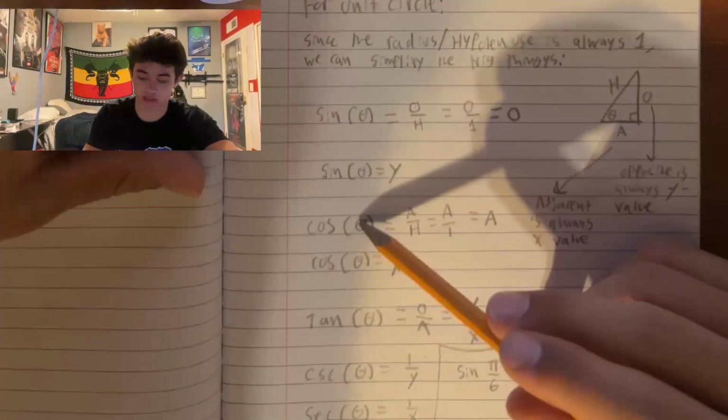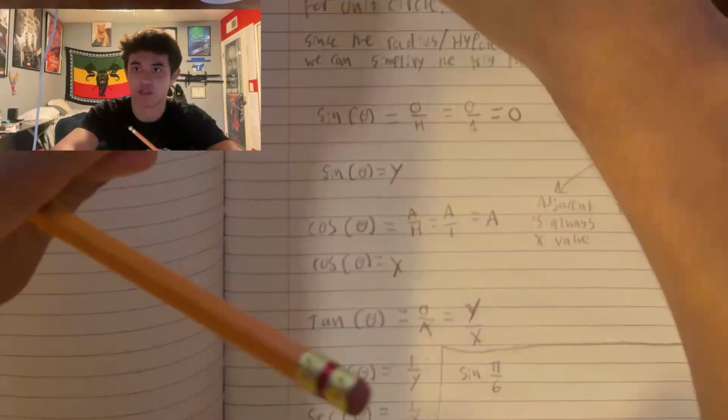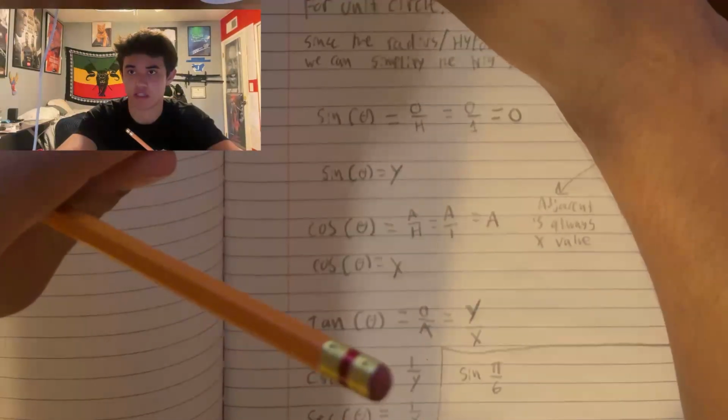So sine of the angle is equal to the y value of the coordinate. So cosine, and this is for the unit circle, it could be different for lots of things.